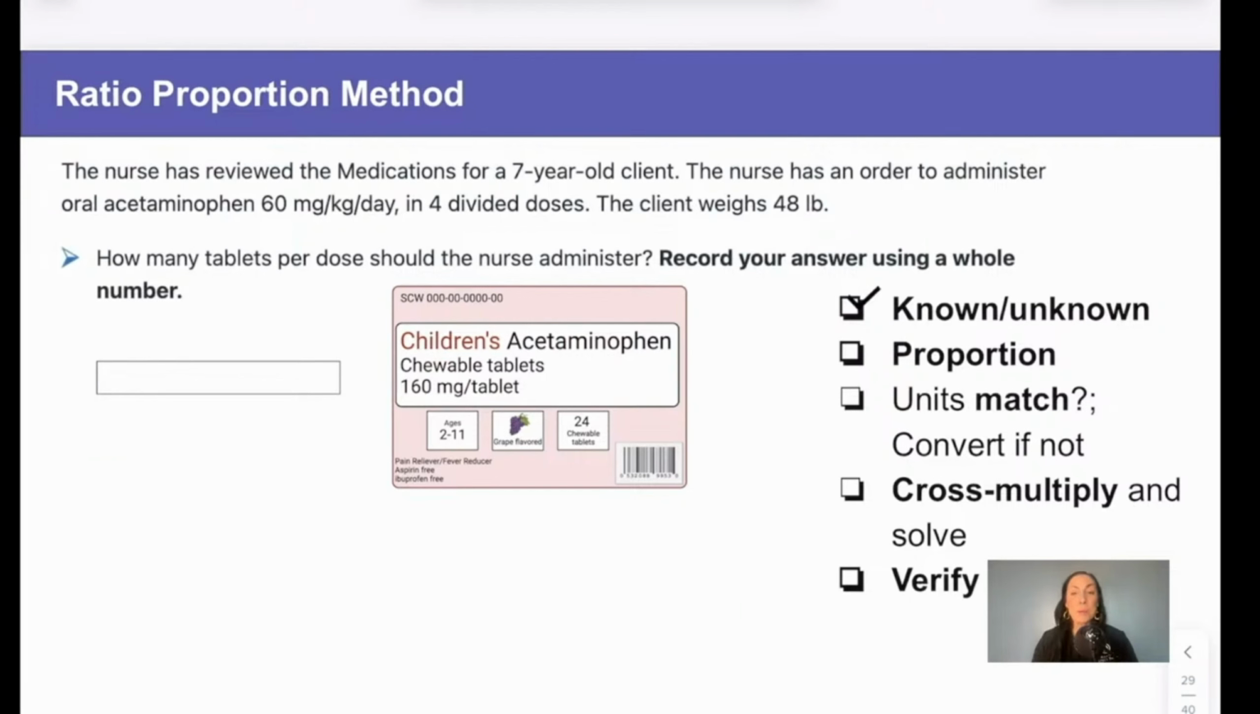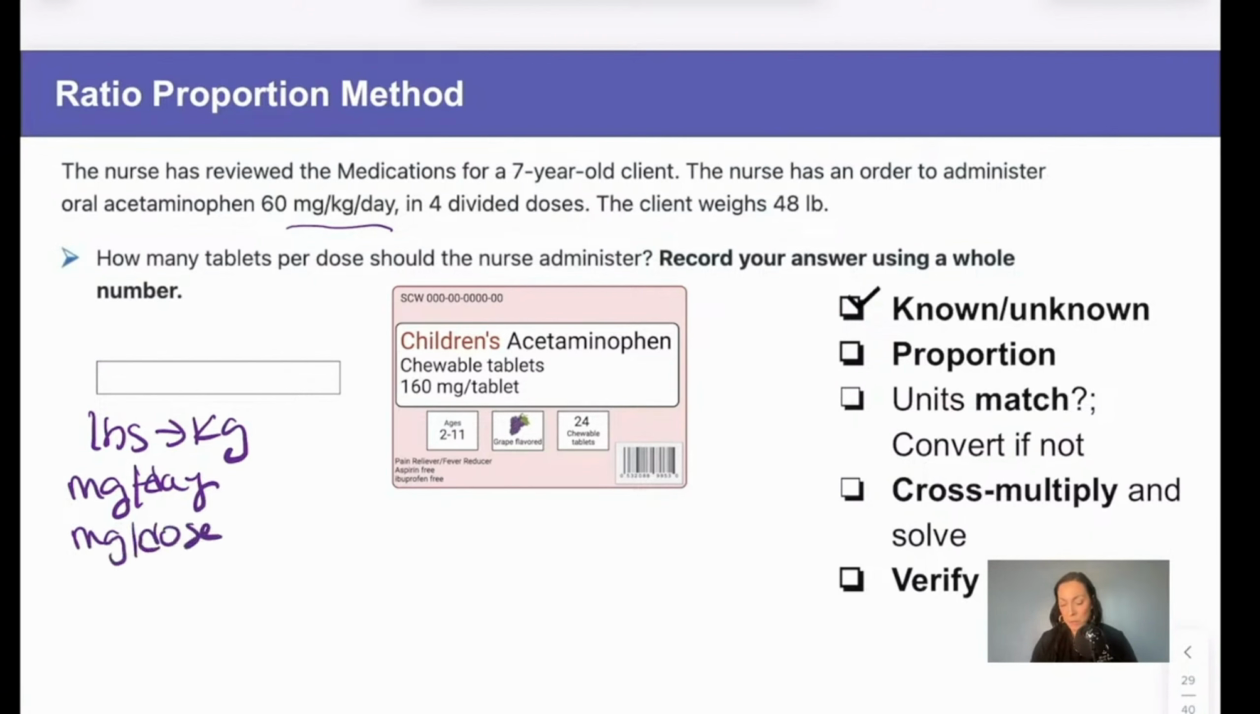So let's go through this one more time with our ratio proportion and plug it in for anyone that prefers that method. First, remember, we're going to plan our steps out. We can take our pounds and figure out how many kilograms that is. And then, because we're given milligrams per kilogram per day, we can figure out our milligrams per day. Then we can take that information and get to our milligrams per dose, since we know that there are 4 divided doses. And then because we have this packaging here, we can figure out our tabs per dose. So those are the steps we'll go in.